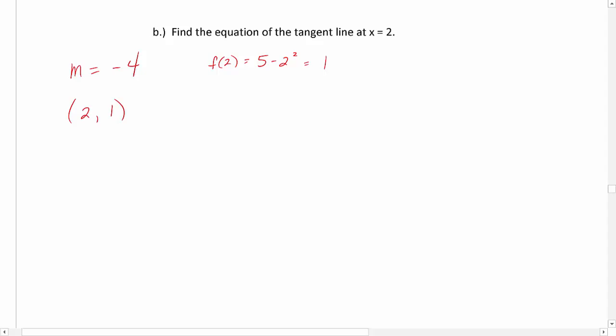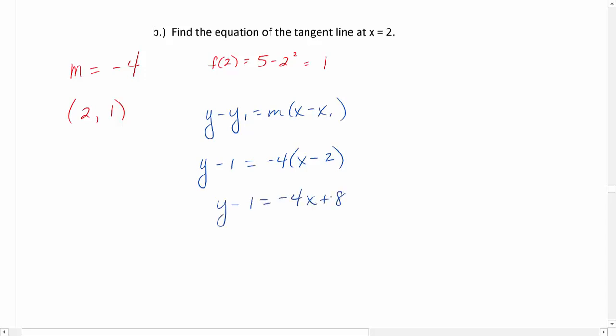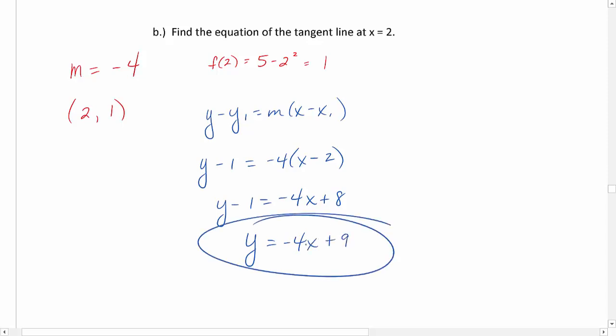I like to use point-slope form of a line to write my equations. y minus y1 equals m times x minus x1. So that's y minus 1 equals negative 4 times x minus 2. We'll just clean this up and put it in slope-intercept form. The equation of our tangent line at x equals 2 is going to be y equals negative 4x plus 9.